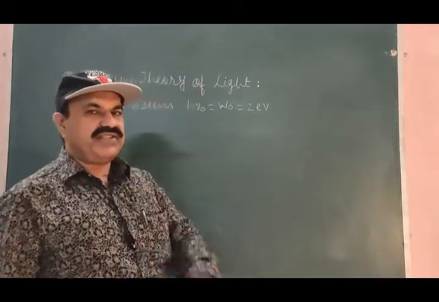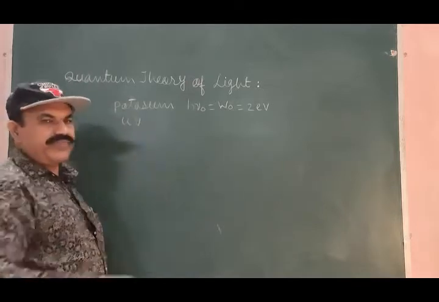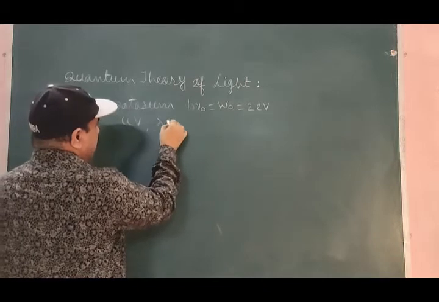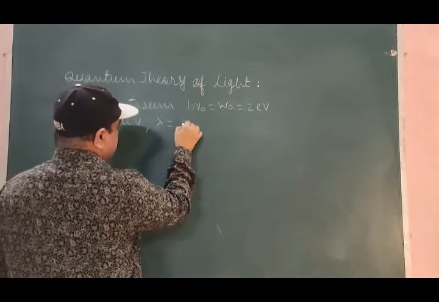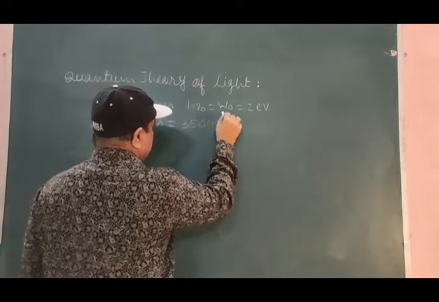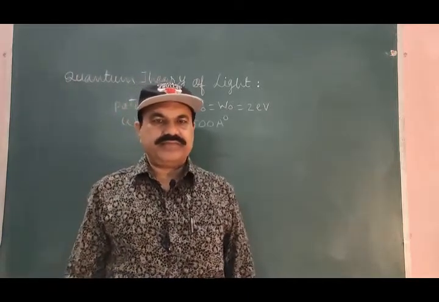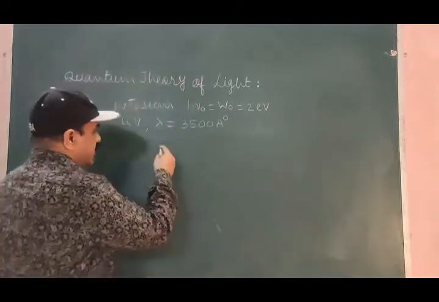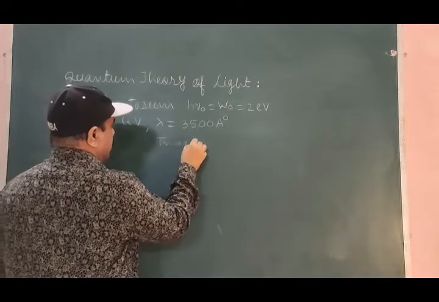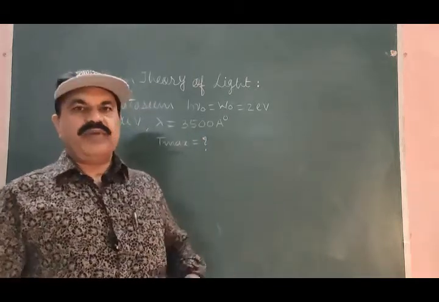You are provided with ultraviolet light and wavelength of this ultraviolet light is 3500 angstrom. You are asked to find Tmax. Simple problem.